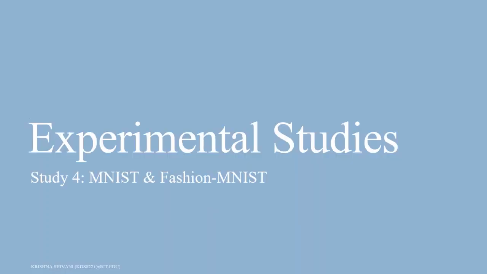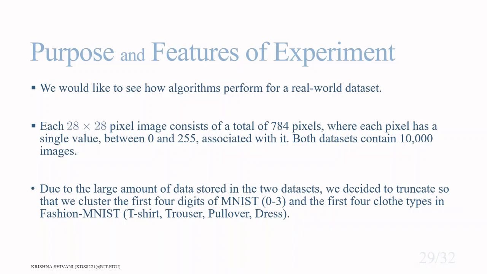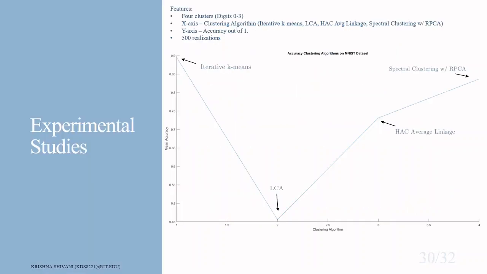Okay, now on to MNIST and fashion MNIST dataset. The purpose here was quite simple. It was to see how our algorithms performed on real-world datasets, but due to the enormous size of both datasets, we decided to truncate the data matrices to include the first 4 handwritten digits in MNIST, so 0 to 3, and the first 4 clothes types from fashion MNIST, so t-shirt, trouser, pullover, and dress.